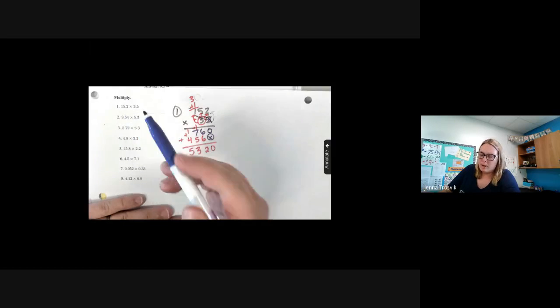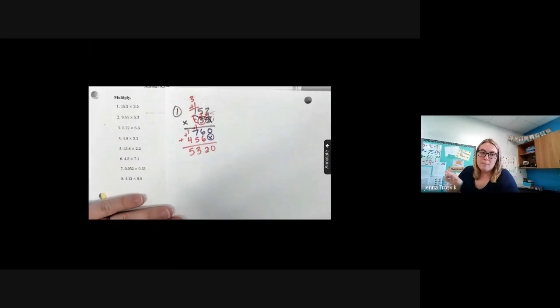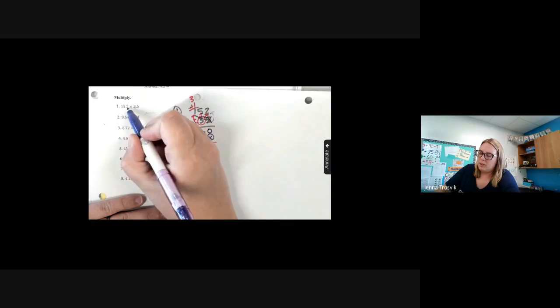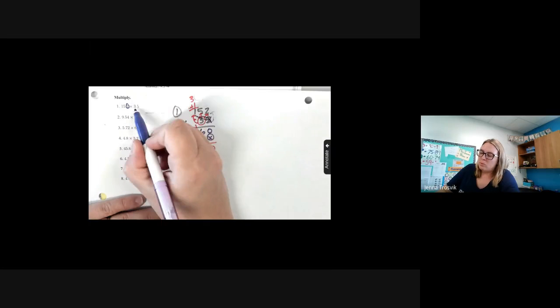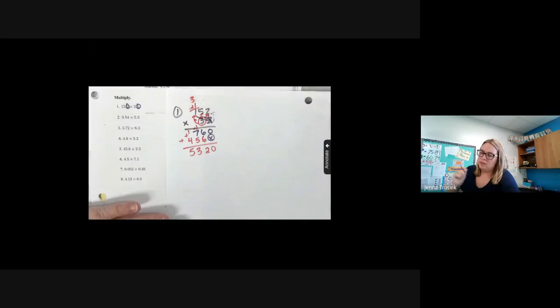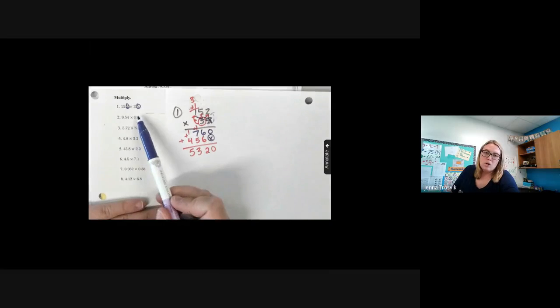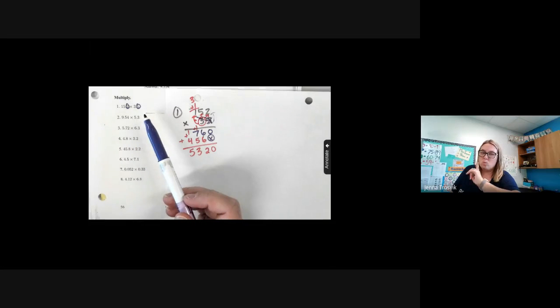If I go back to the problem, I'm going to count again how many numbers come after my decimals. So in 15.2, I had 1 number come after that decimal. And then in 3.5, I have 1 number that comes after that decimal. So again, kind of like with just one number with a decimal, we're still adding however many numbers come after our decimals.